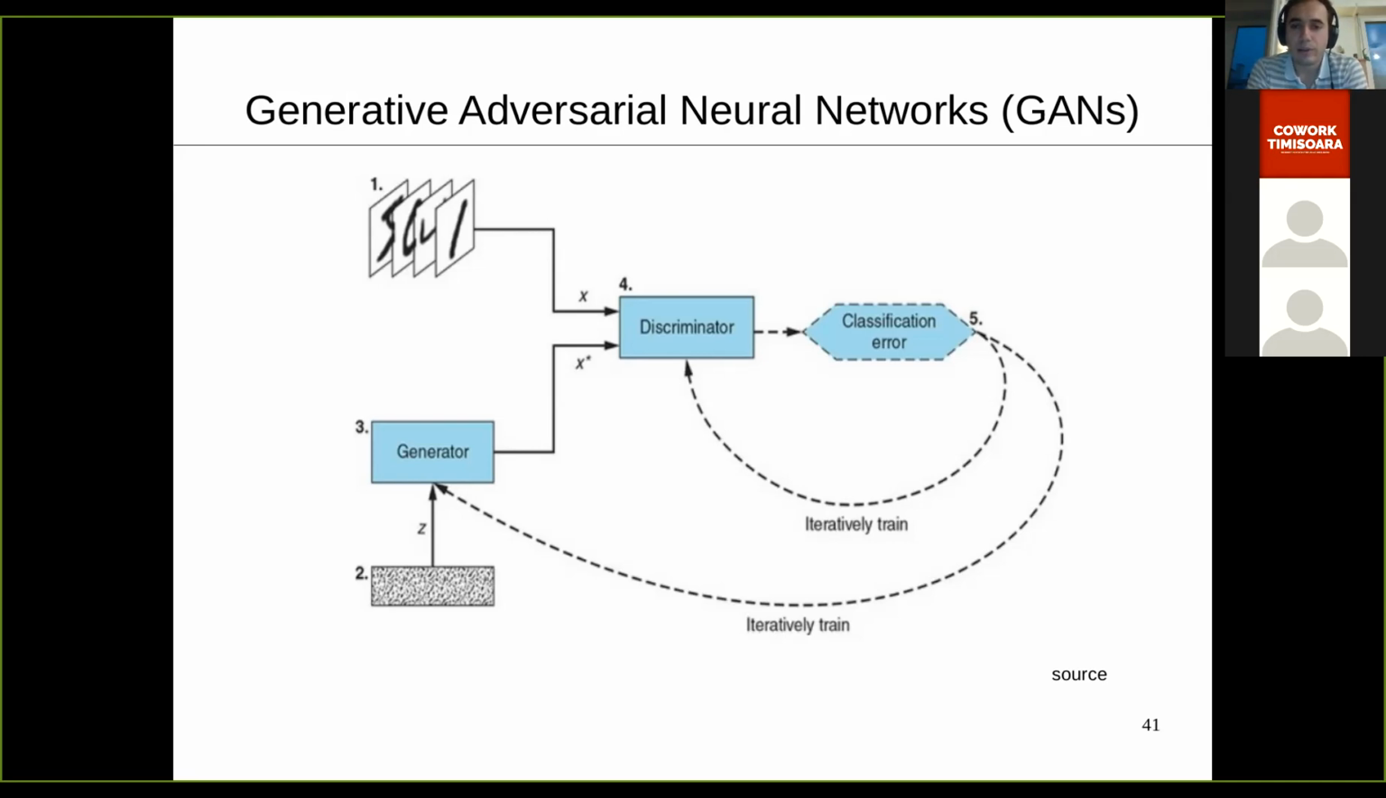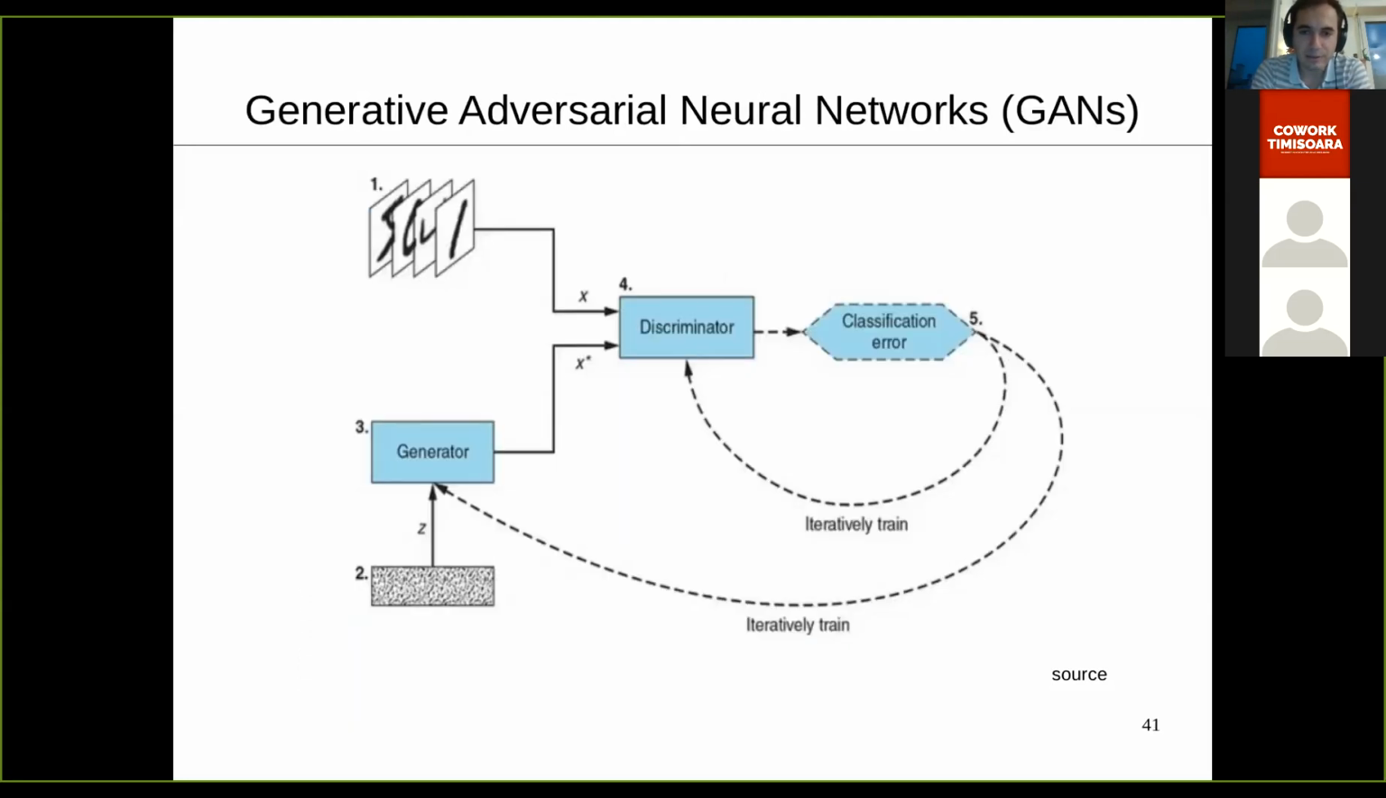So GANs, how do they work? In GANs, we have two competing neural networks. One is called generator, and the other is called discriminator. So they fight one against each other. The generator takes random noise, as you can see here at number 2, and it tries to transform random noise into realistic looking images. The discriminator has access to real images, like number 1, and generated images. And it has to decide, it's a binary classification problem: is it real or is it generated? Then we have a classification error and we iterate. So this is the training process of GANs.